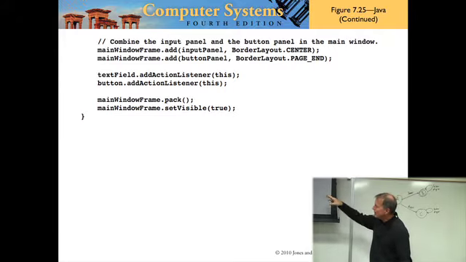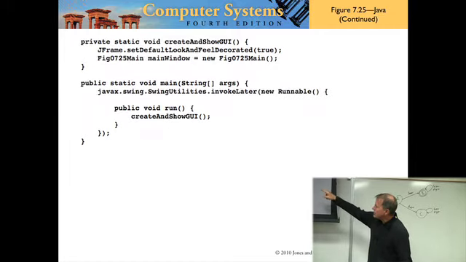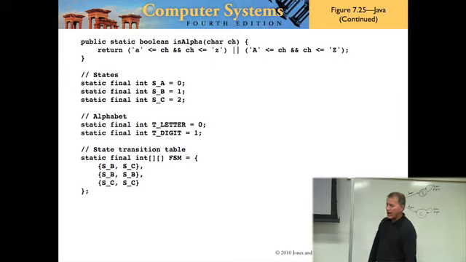Okay, and then we do all that other stuff, and then here's our public static void main. So that's the main program, and what it does is all that stuff that we've done before, and then createAndShowGUI. The run method happens whenever you start the program, and that does the createAndShowGUI. Okay, so now here's the code that you're going to be responsible for.